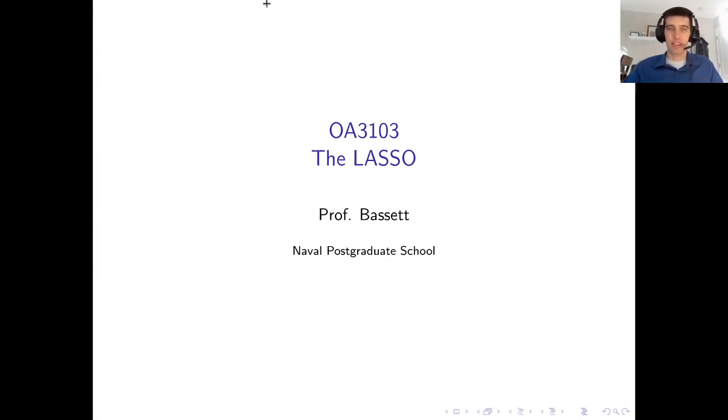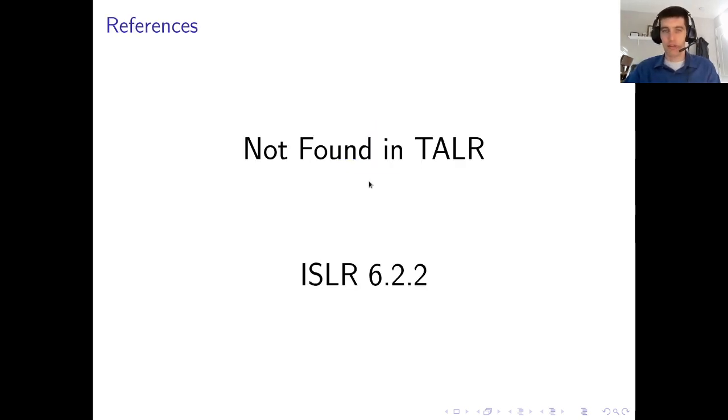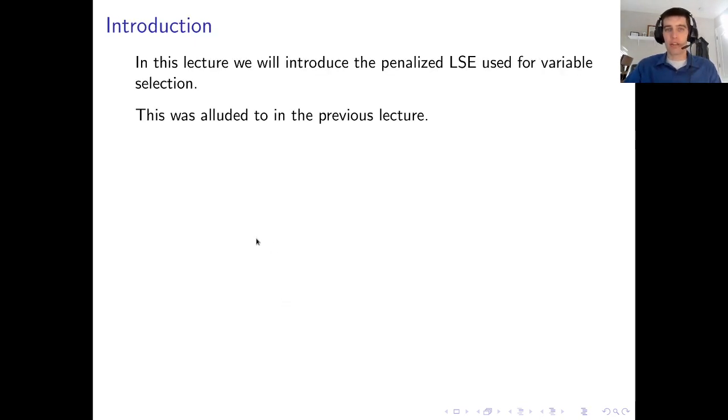Today we are going to be discussing the LASSO, and so I'll just kick it right on off. For references, this subject is not found in The Truth About Linear Regression, so if you're looking for additional reading, you'll have to look into Intro to Statistical Learning. In the previous lecture on model selection, we talked about this idea that we could penalize the least squares estimator in a way that this penalty would induce variable selection, and this is that concept.